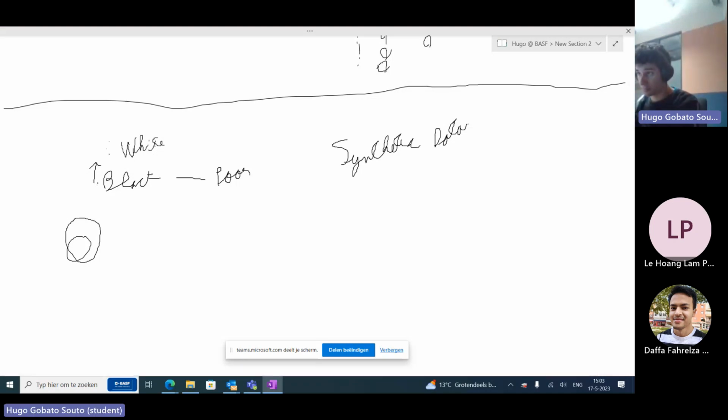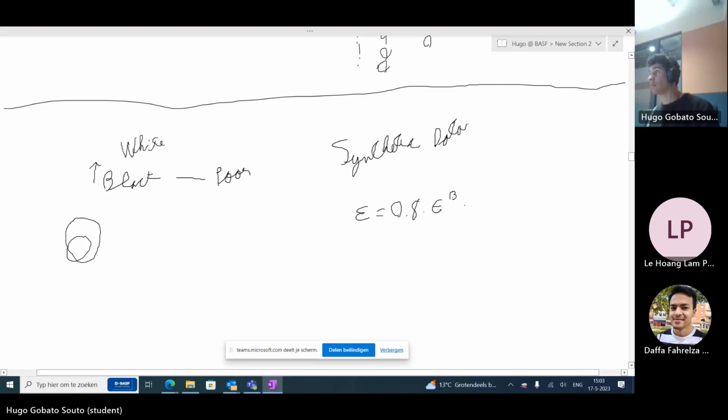equilibrate this. Another possibility is that you say, okay, you have your error, your error function, right? But the error that you have here is actually the sum of 0.8 times your error for black people plus 0.2 times your error for white people.